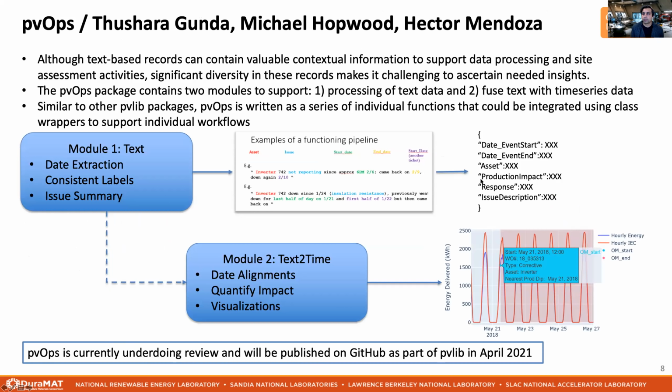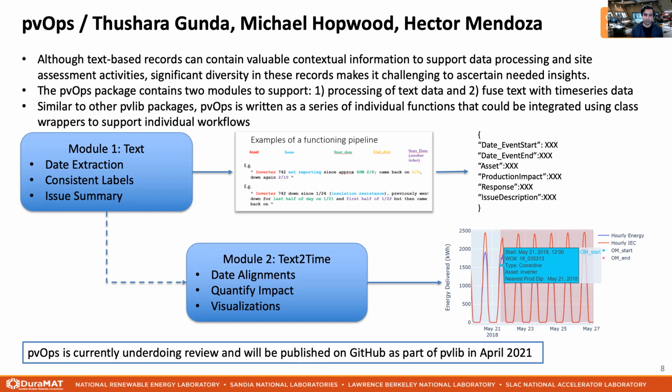The next code regarding operation and degradation is PVOps. This is being led by Tushara Gunda at Sandia. And the idea here is that there is a lot of information in operational logs. But often these operational logs are very difficult to read and difficult to search through and difficult to analyze because they're written in a sort of shorthand, which is not even a universal shorthand. And it's all over the place. And so this team is actually trying to use natural language processing tools as well as other types of techniques to actually make sense of all these different notes and put that into a structured data format.